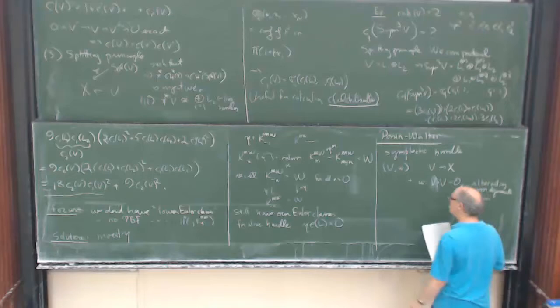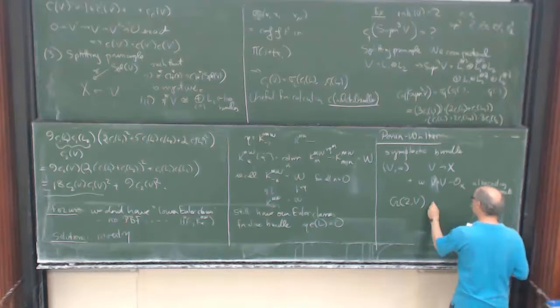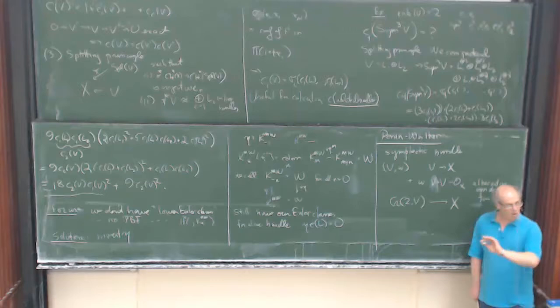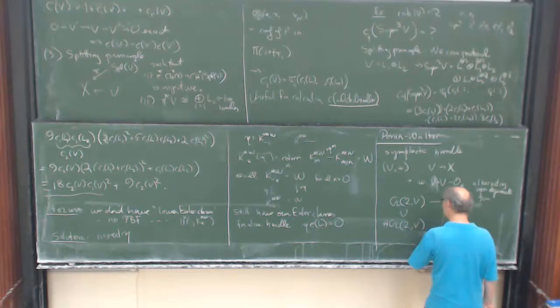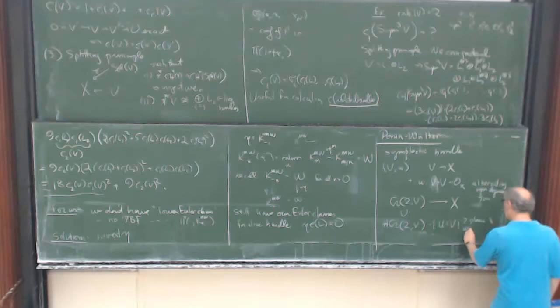And now you can consider, for any such V, its Grassmannian of two planes in V. This will be a bundle over X. It's like taking the lines in V, now you take the two planes in V. But this doesn't reflect the symplectic structure, since I just take all the two planes. But inside of here, I have the symplectic Grassmannian. These are the two planes U such that if I take omega and restrict it to U, it is non-degenerate.